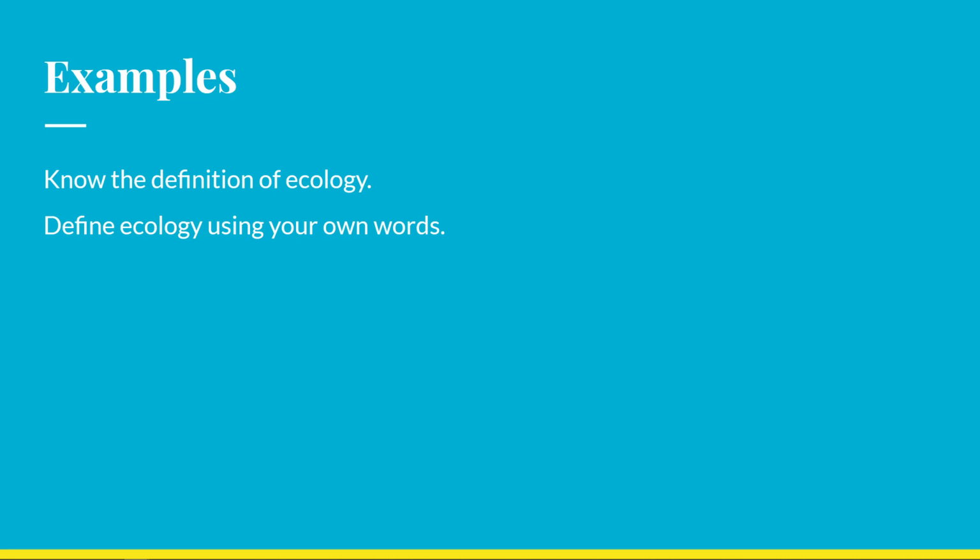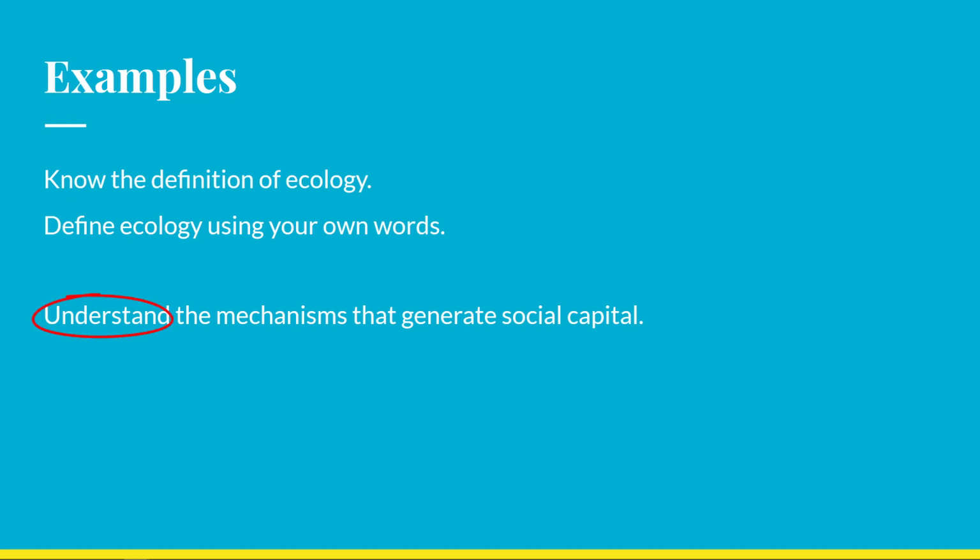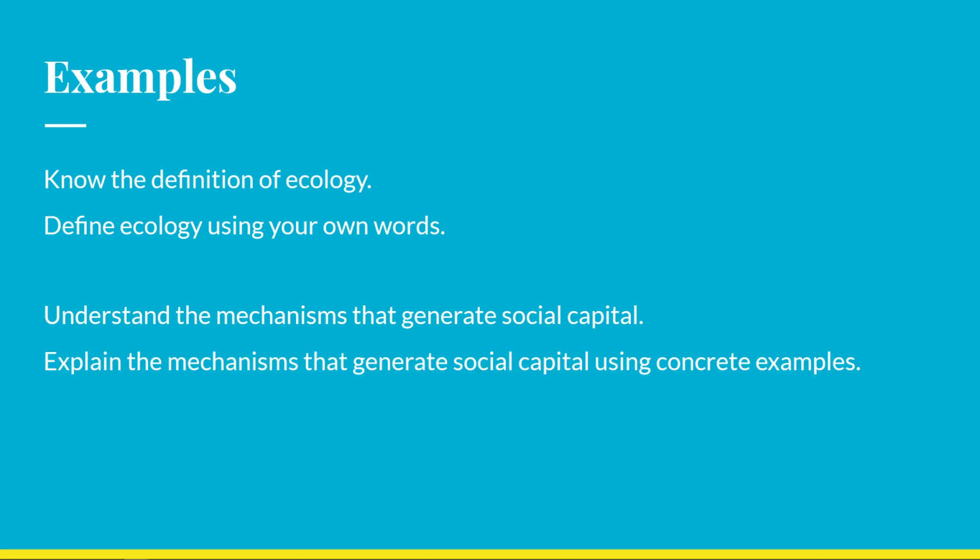the definition of ecology. The second example is similar. Understand the mechanisms that generate social capital. The verb understand is not observable, so it's not measurable. We need to replace it with a behavioral indicator. For example, if a learner can explain the mechanisms, then I know that they understand them. Note that I also added using concrete examples to make the objective more specific.